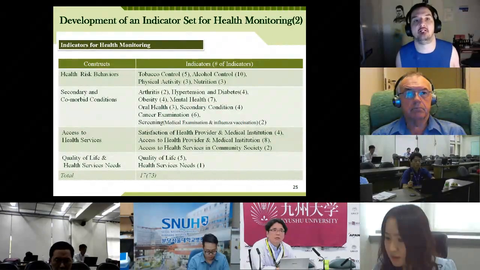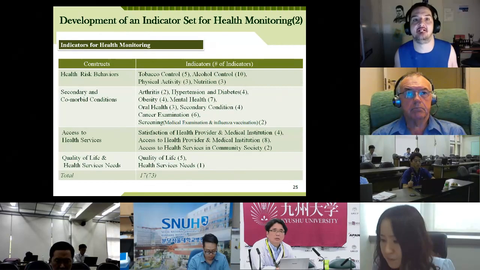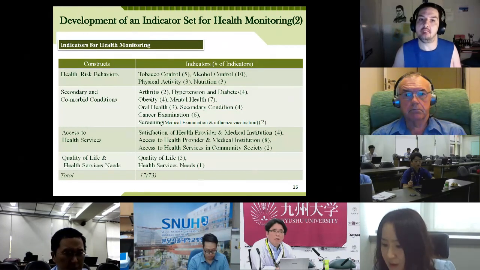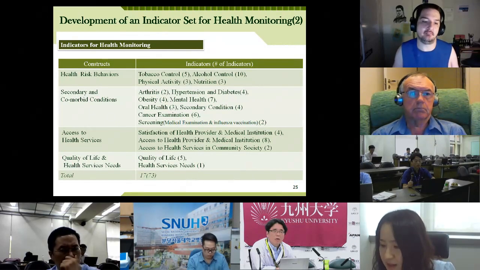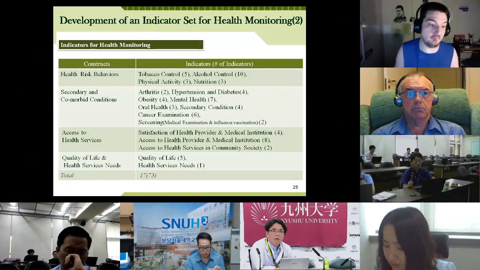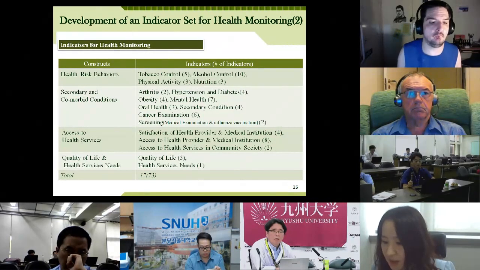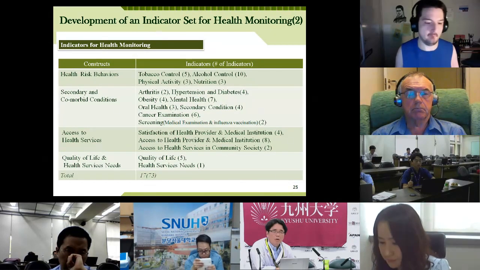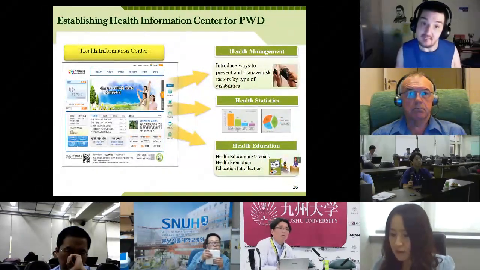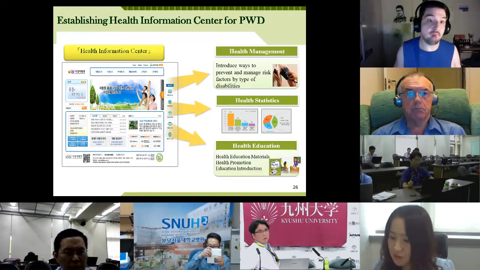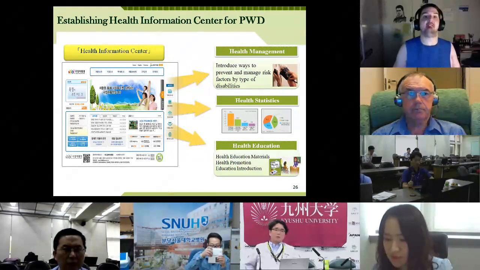And this table shows the construction of the indicator set for health monitoring of people with disabilities. There are 4 constructions such as health risk behaviors, secondary and comorbid conditions, and the following indicators such as the rate of tobacco control and the degree of physical activities. Now we are conducting a survey using these indicators. And we are establishing the Health Information Center for people with disabilities to make more informed decisions.